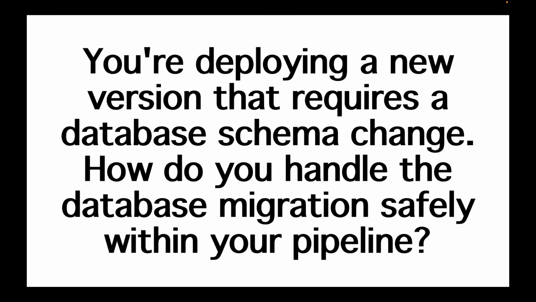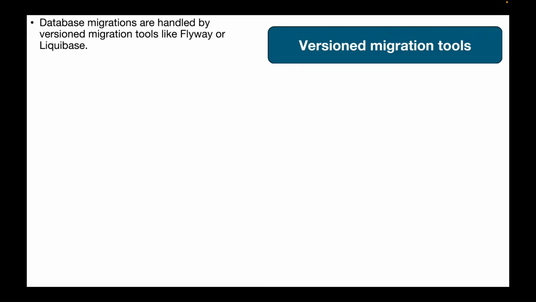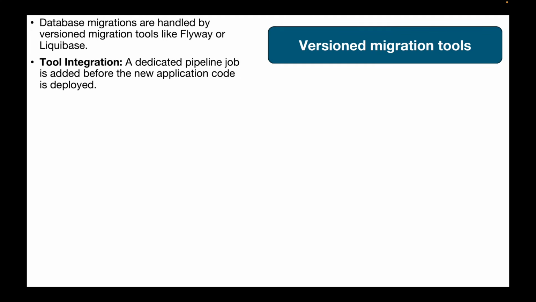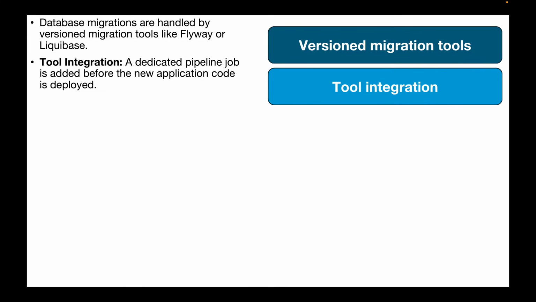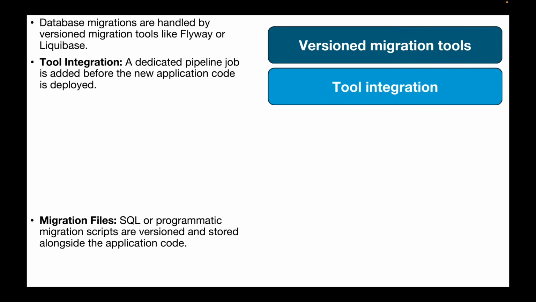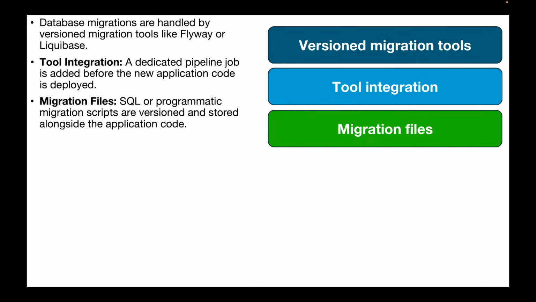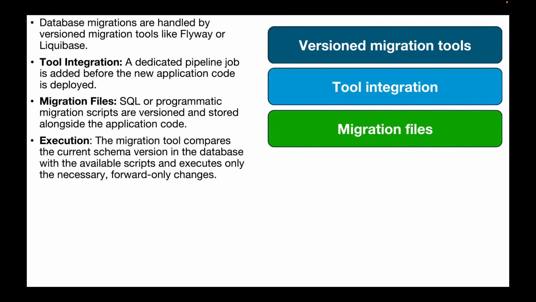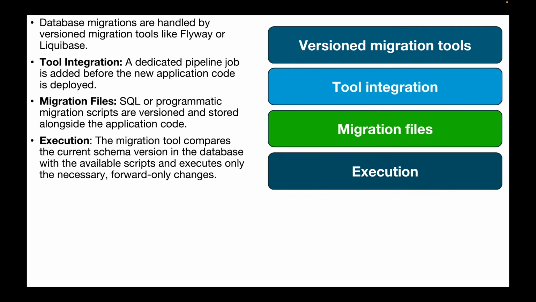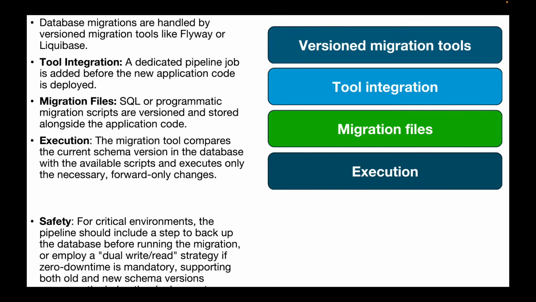The next question we have is, you're deploying a new version that requires a database schema change. How do you handle the database migration safely within your pipeline? So database migrations are handled by version migration tools like Flyway or Liquibase. So we can have a dedicated pipeline job which is added before the new application code is deployed. We can use SQL or programmatic migration scripts which are versioned and stored alongside the application code. Then the migration tool will compare the current schema version in the database with the available scripts and executes only the necessary forward only changes.